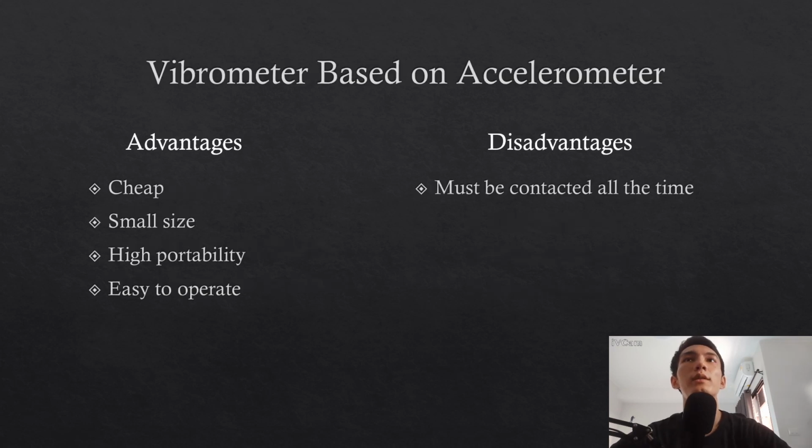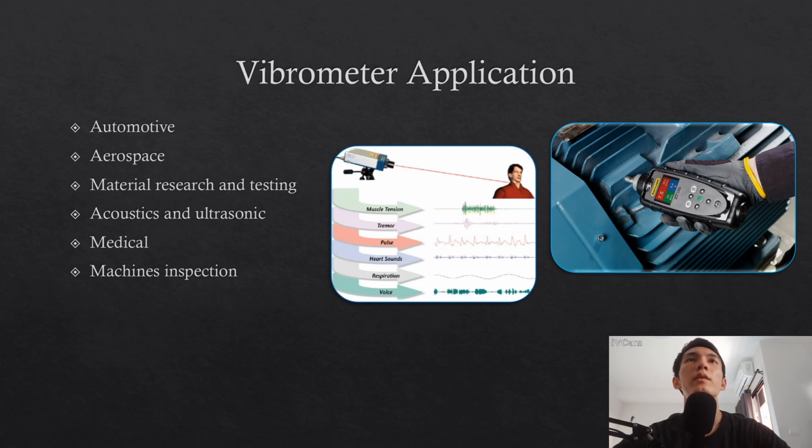The advantages and disadvantages of a vibrometer based on an accelerometer. It is cheap, small in size, highly portable, and easy to operate. But it must be in contact with the object all the time, which can disturb the vibration of the object we want to measure. The vibrometer application: it can be used in automotive, aerospace, material research and testing, acoustic and ultrasonic, medical, and machine inspection.